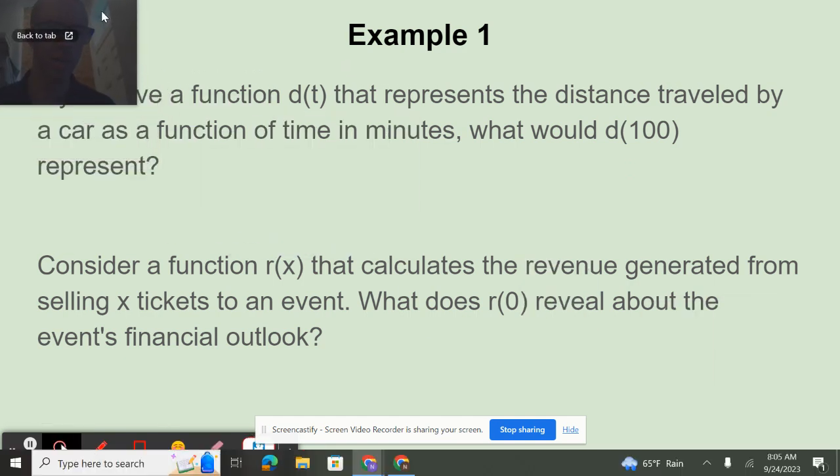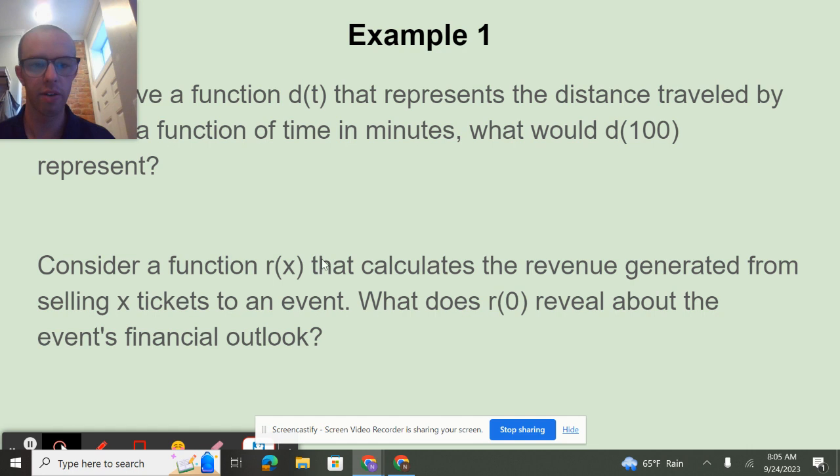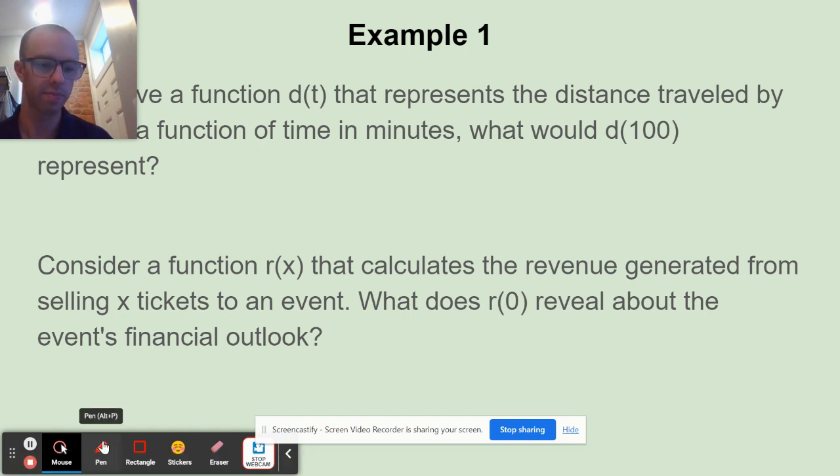So consider a function, r of x, to calculate the revenue. That's why the function is named r, because it's calculating the revenue generated from selling x tickets to an event. What does r of 0 reveal about the event's financial outlook?